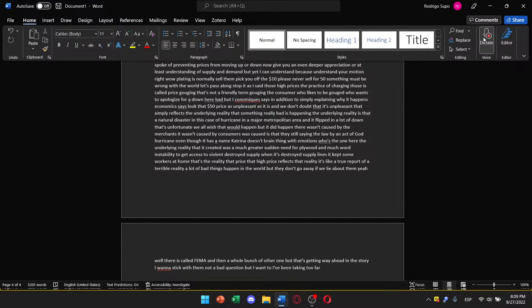Again, this happens. I guarantee you, if Ian inflicts enough damage, when it hits Florida in a few days, prices are going to go up. People will complain about them, and people will ascribe the price rises to greed.